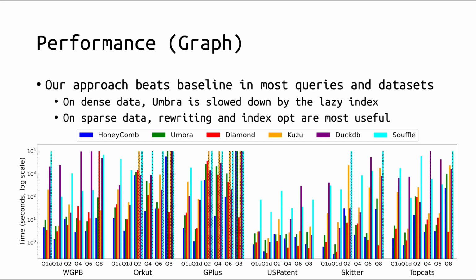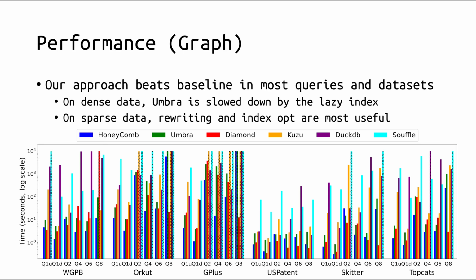On dense datasets, such as G+ and ORCUT, HoneyComb benefits from rewriting and CoCo, while it efficiently supports lookup and scan over the sorted dense data. Especially on query Q1, Q2, and Q4, our system outperforms other systems by at least 3x. Umbra and Diamond incur an overhead during the construction of the hash trie since most of the subtries are touched and need to be built, while other systems lack either the support for generic join or enough optimization for join operations.